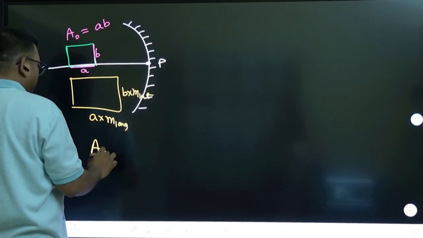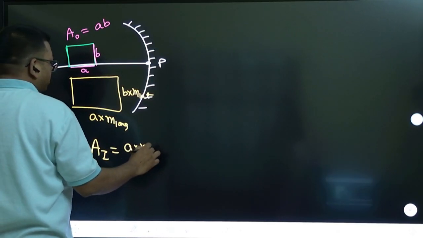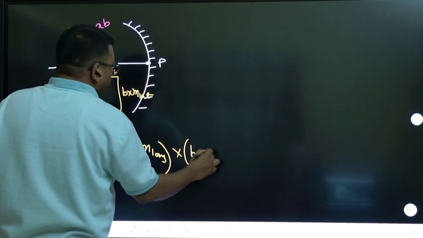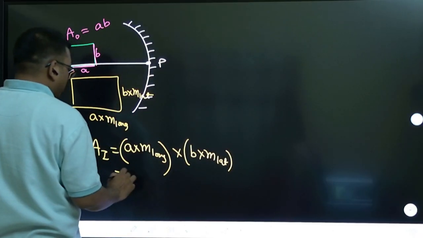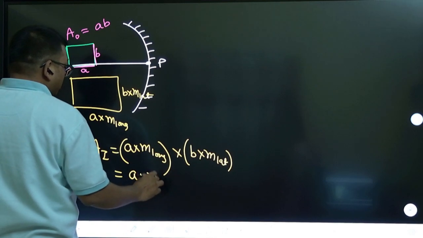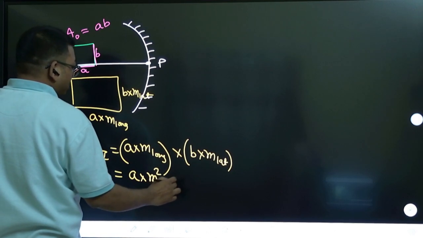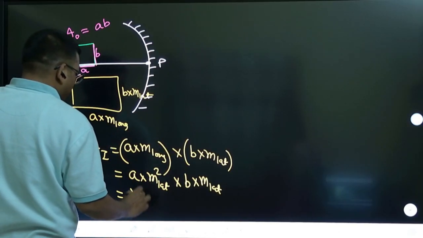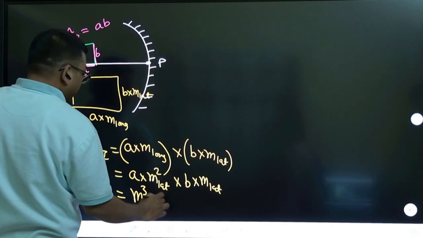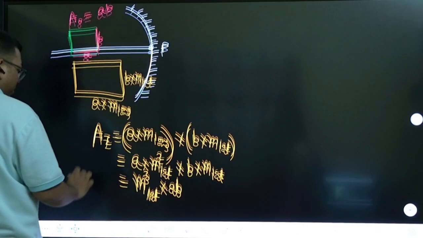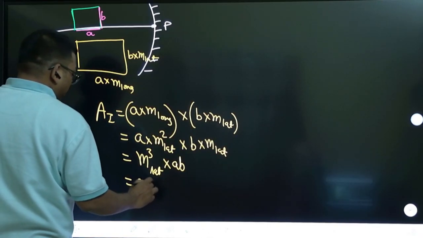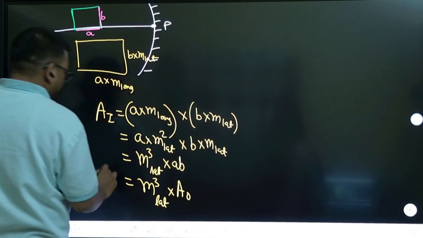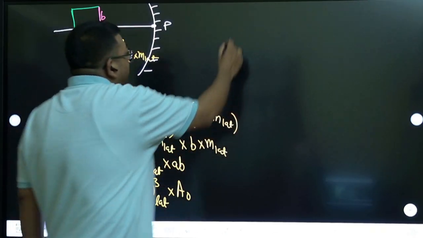So the size of the image will be A into longitudinal magnification, this is the new side, into B into lateral magnification. So if you calculate this, longitudinal magnification is m square lateral, into B into m lateral. So that becomes m cube lateral into AB. AB is the area of the object. So m cube lateral times the area of the object. Okay. So this is called surface magnification.